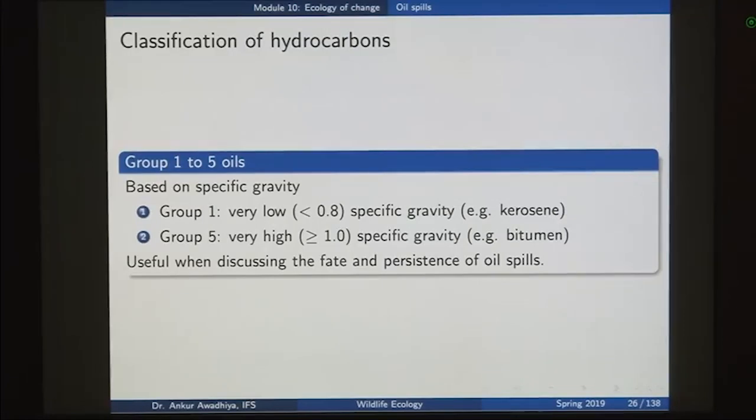It becomes important to classify them on the basis of specific gravity, because group 1 hydrocarbons, when they are released in a marine environment, will remain on the top surface of the water. So they will be exposed to air and to the sun. Whereas group 5 hydrocarbons are those that have a very high specific gravity, that is greater than 1. In these situations, they will sink down to the bottom. Now, why is that important? It is important because this helps us understand the impact of these hydrocarbons on different ecosystems.